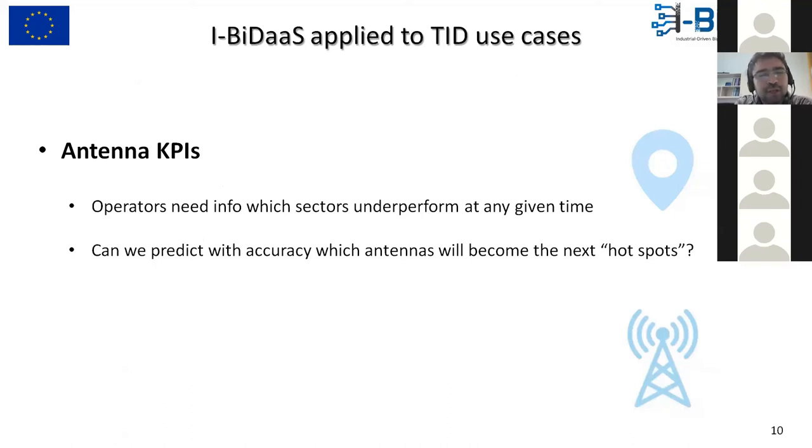So in this use case, the antenna KPIs, the context is that telecom operators need information on which sectors underperform at any given time in order to provide, for example, quality of service. And the question is, in this use case, can we predict with sufficient accuracy which antennas will become the next hotspots?